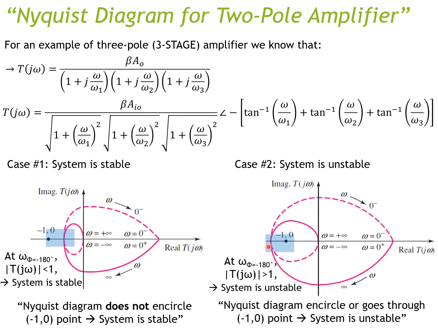Correct? So now I will give you another spell: if the Nyquist diagram encircles or goes through the negative 1, 0 point, the system is unstable. Okay, so let's go through one example together.